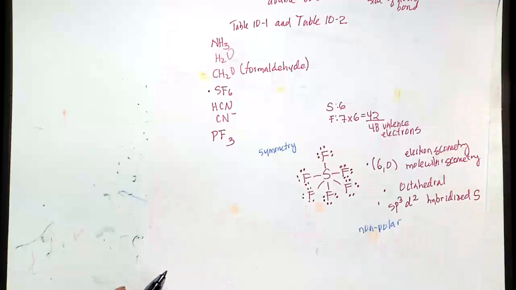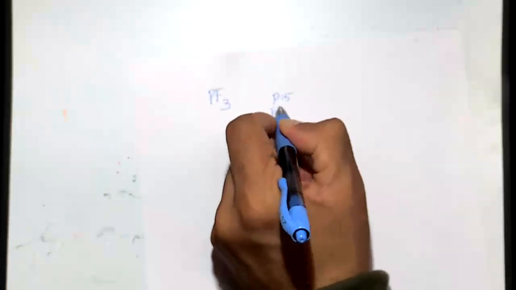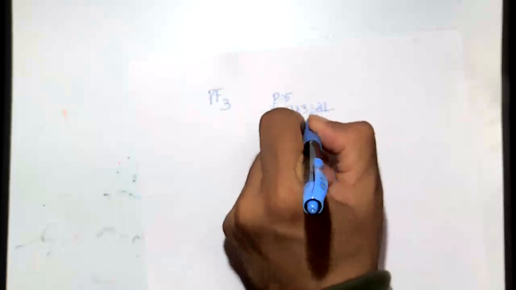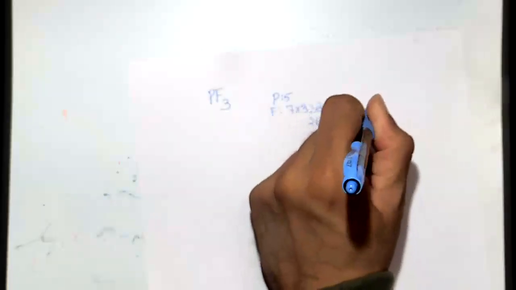How about PF3 here? What is phosphorus happy at? 5. Fluorine is happy at 7. 7 times 3 is 21. We have 26 valence electrons.